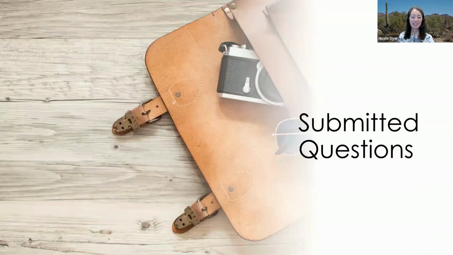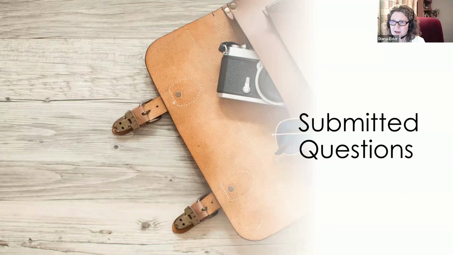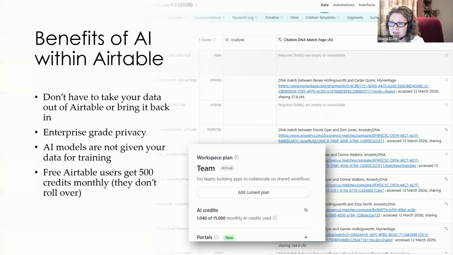All right, are there any questions about using AI within Airtable or Gemini for DNA citations? Yes, we have some great questions and comments. So let's start with: citation template is what I need for DNA matches. Is it in the book?